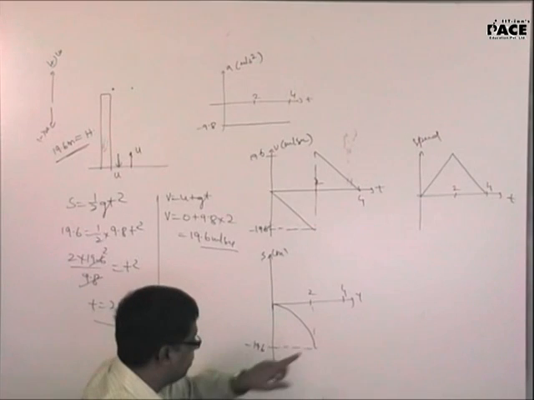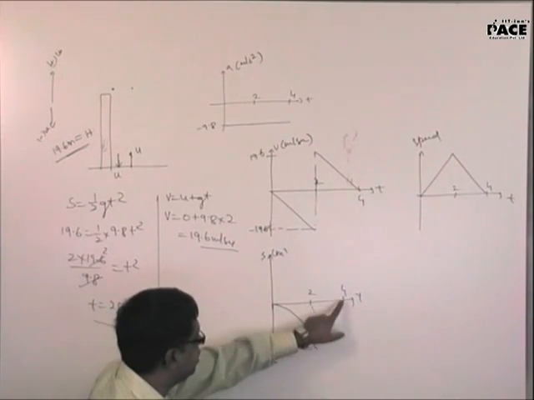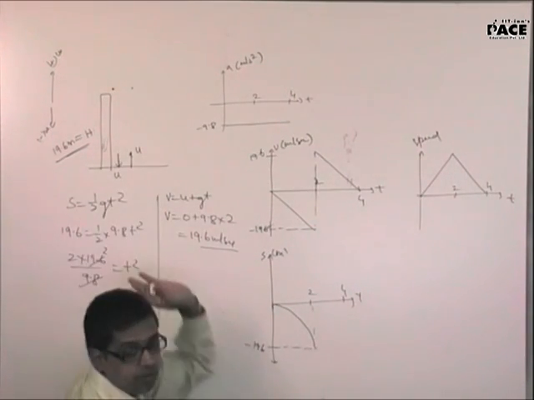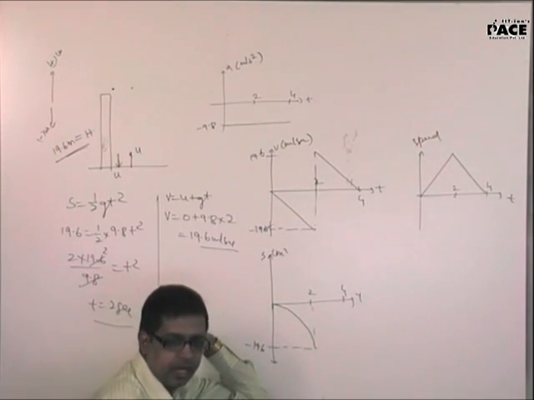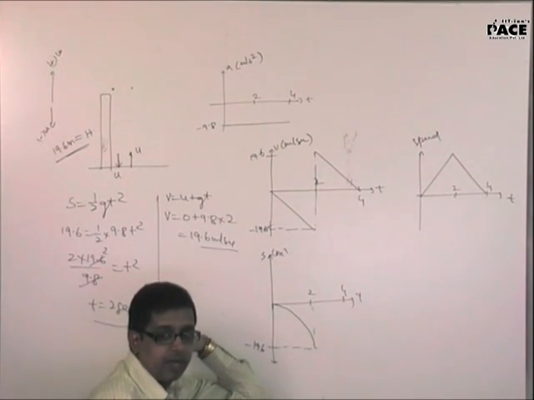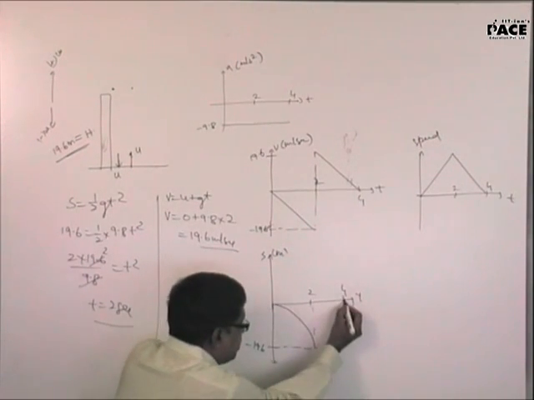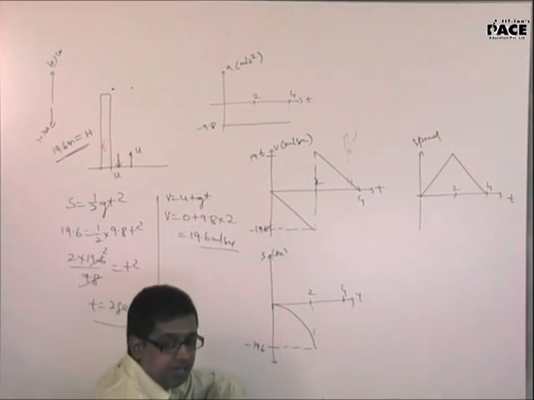Now come to the second. From 2 seconds the displacement after 4 seconds should become 0. After 4 seconds the particle comes back to the point of projection. If the particle comes back to the point of projection, it should be reaching this particular point. Displacement will be 0. Right? Displacement will be 0.